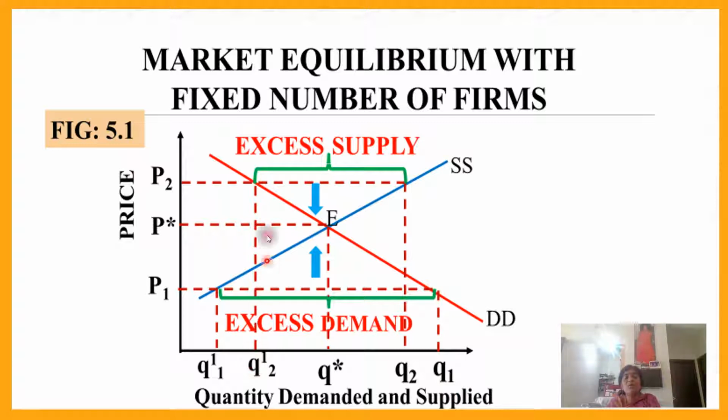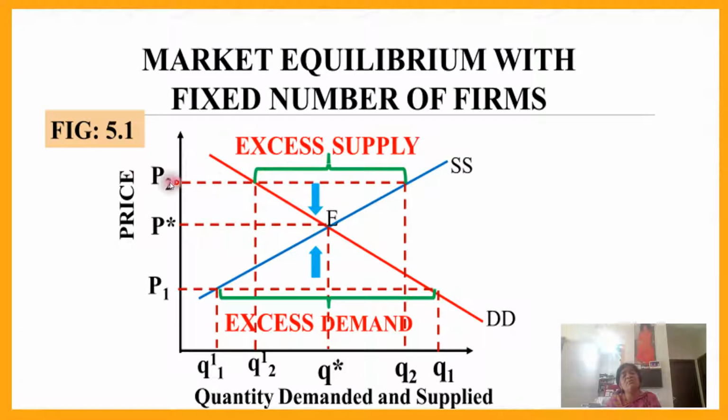Excess demand is Q1 dash to Q1, and Q2 dash to Q2 is excess supply. What will happen when there's an excess supply? You all know producers are the people who supply the items to the market. When there is excess supply, there will be a tendency among the producers to reduce the price in order to dispose of their products or commodities, because they may have perishable items. Therefore, they don't want to keep those items with them at any cost. They want to dispose of it or sell it off.